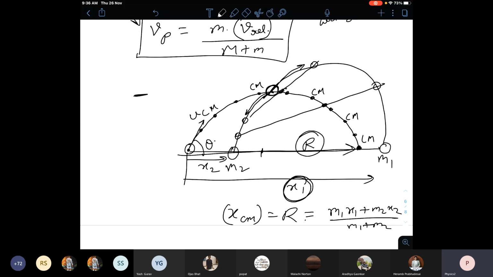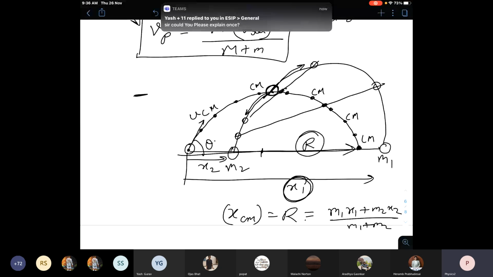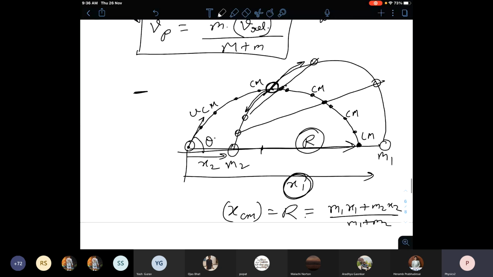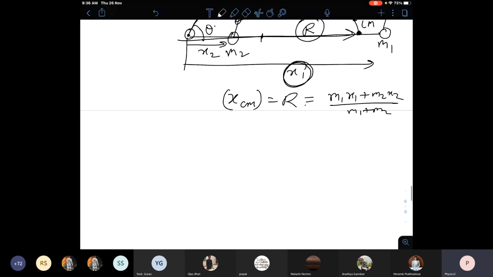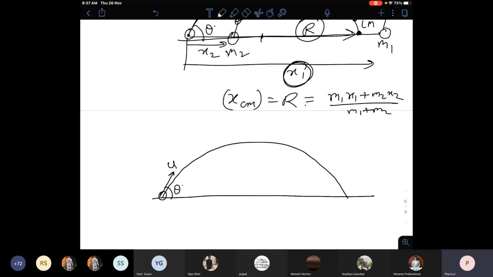Any doubts, anybody? No problem. See, what I'm saying is, let's see from the starting, suppose I have a projectile motion. A particle was projected with a speed u at an angle theta. So it was moving, and when it reached the topmost point, what happened is it broke into two parts.